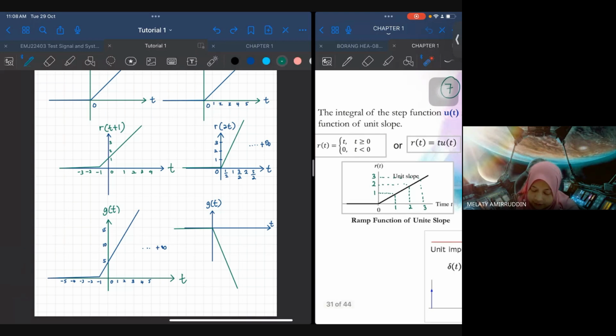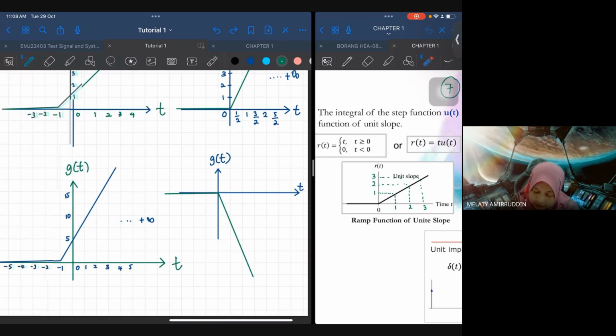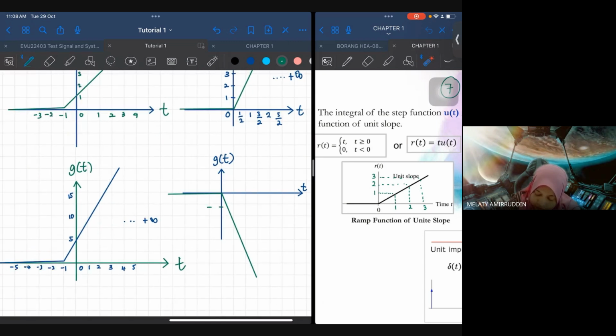So negative 3, negative 3. Okay, negative 1/3. And then we have negative 2/3. And then we have negative 1. Okay. This is 1/2, 1, 3/2, 2, 5/2. Okay. The signal is like this.